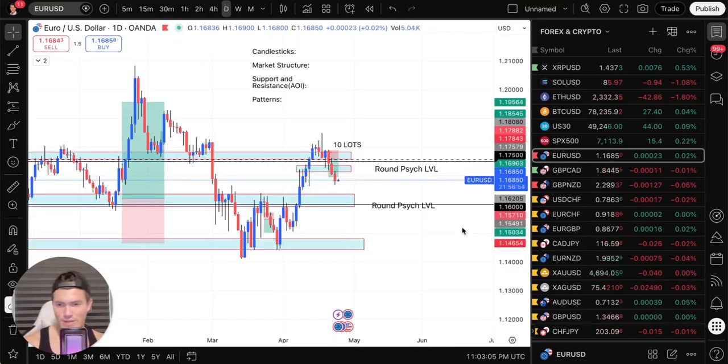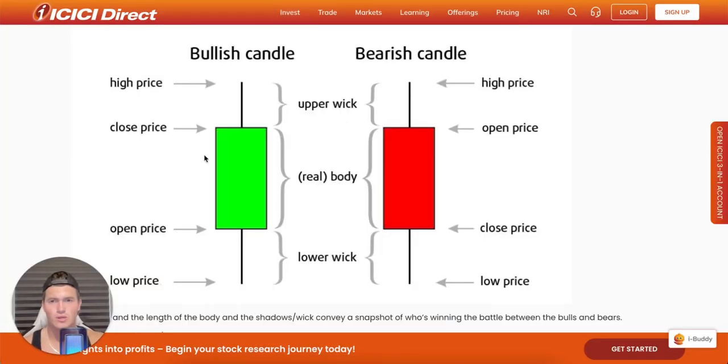So to start off with candlesticks, we're going to be looking at the open and close of a bullish candlestick and the open and close of a bearish candlestick. So I went and found a little chart here on ICICI Direct. They've got a good chart here that shows what the bullish candle is and the bearish candle is. So you've got your high price, which is the tip of the wick. You've got your close price, you've got your open price, and you've got your low price.